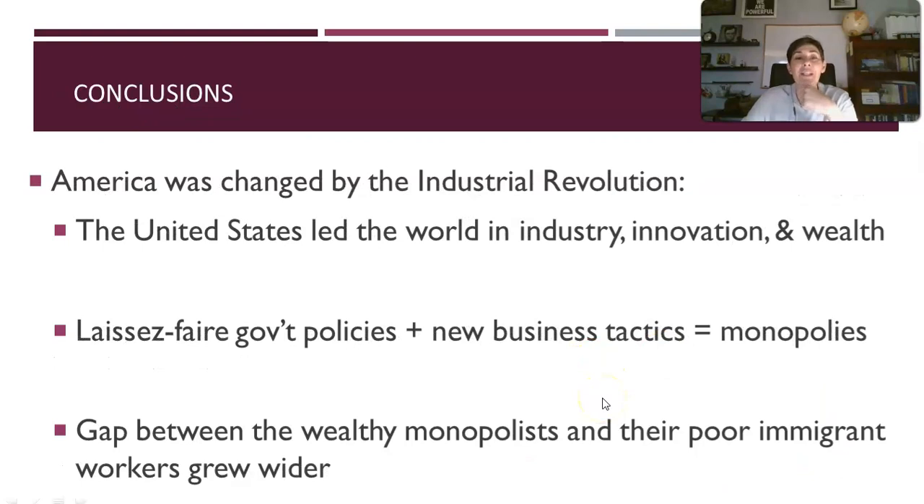America was fundamentally changed with the Industrial Revolution. As we said before, we led the world in industry, innovation, and wealth. Laissez-faire policies plus new business tactics got us monopolies. The gap between the multi-monopolists and their poor immigrant workers grew wider and wider. You will see economic stratification is not a recipe for economic success in the long term. We're going to see this come to fruition as we continue on our march through American history.